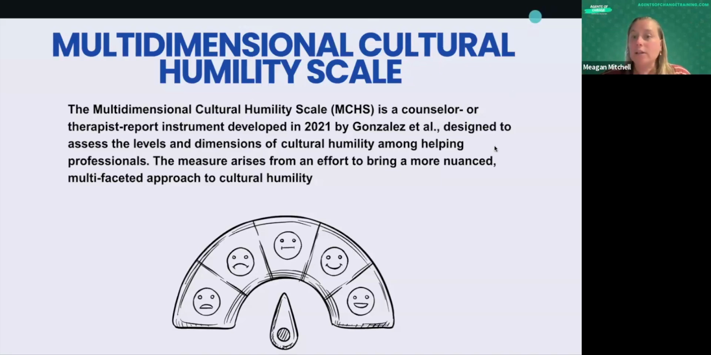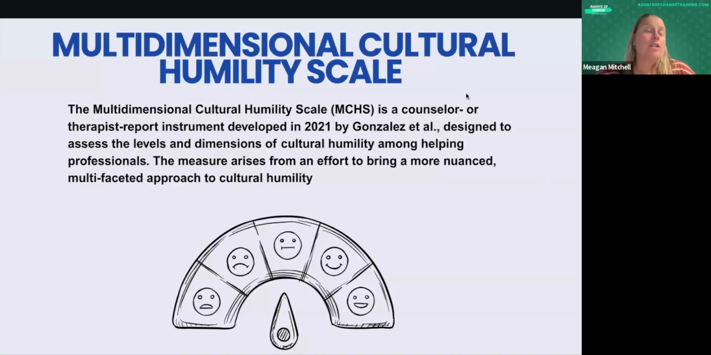So it's a fairly new tool, right? How many times do we have these screeners out there that are 20, 30 years old? This one's less than 5 years old, which is great, because this cultural humility idea is really starting to take off. People are starting to dive deeper into it and talk about it more. So this scale was used, and I'm going to share it with you. I encourage you to use it in your own work.